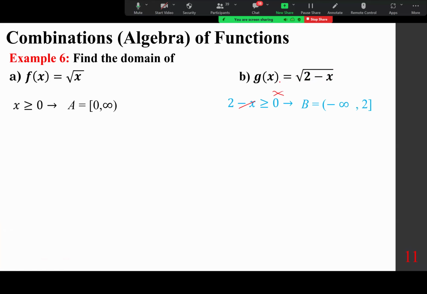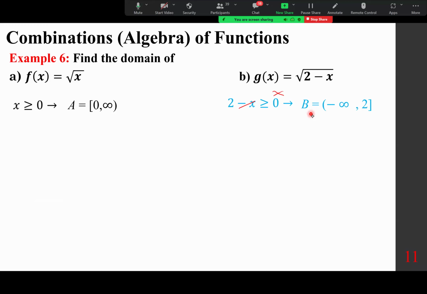Or from negative infinity to 2. There is a reason that I'm calling it A and B. I'm just using two different interval formats. So we have the domain for part A, and we have the domain for part B. Again, we should be familiar with the graph.